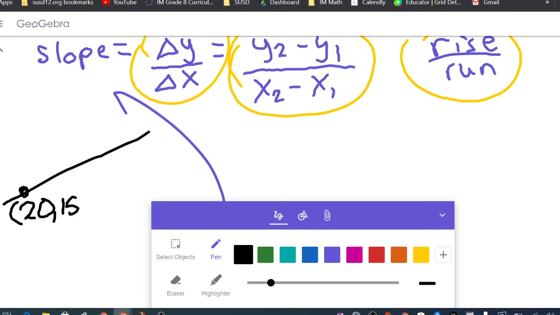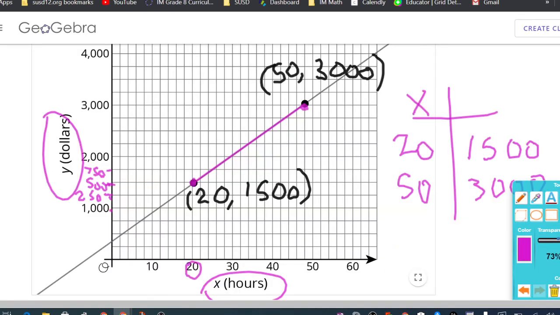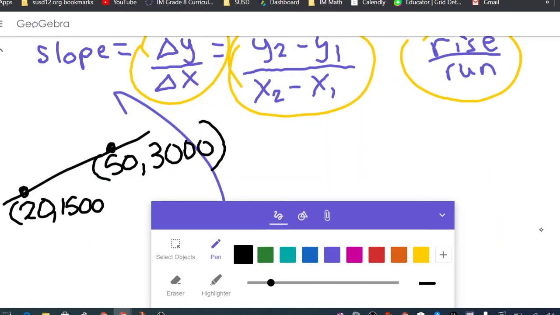So in our problem, we have a line that goes from 20 hours of labor that costs $1,500 to 50 hours of labor that costs $3,000. So let's find the slope of the line. Here is the line in the problem. This line, using these coordinate points. Let's do it here, using this formula. Okay, let's give it a try.